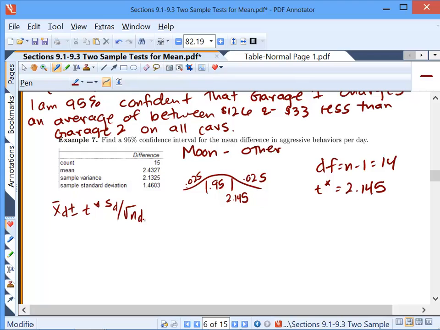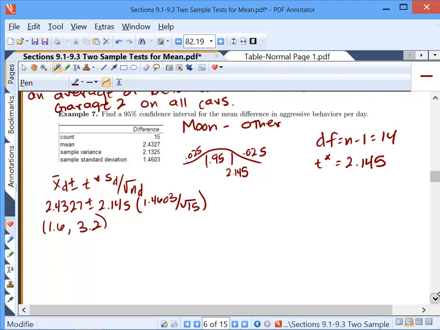And we just have to plug everything in. So the mean, 2.4327, plus or minus our 2.145 times my sample standard deviation over the square root of the sample size. So I got from 1.6 to 3.2.